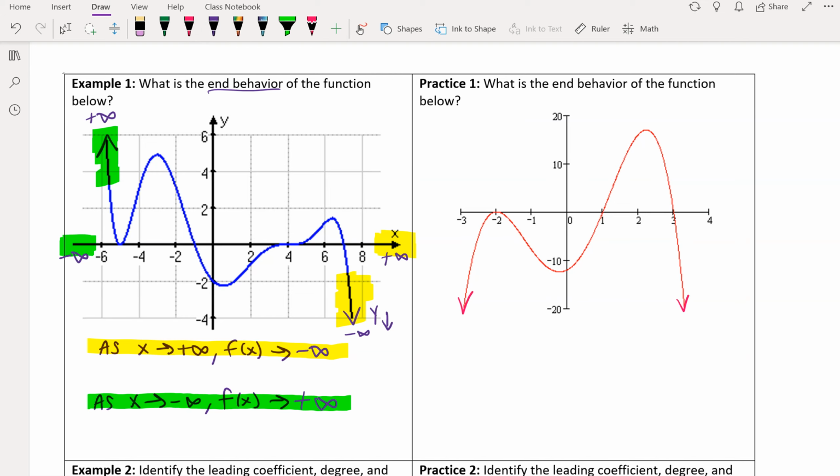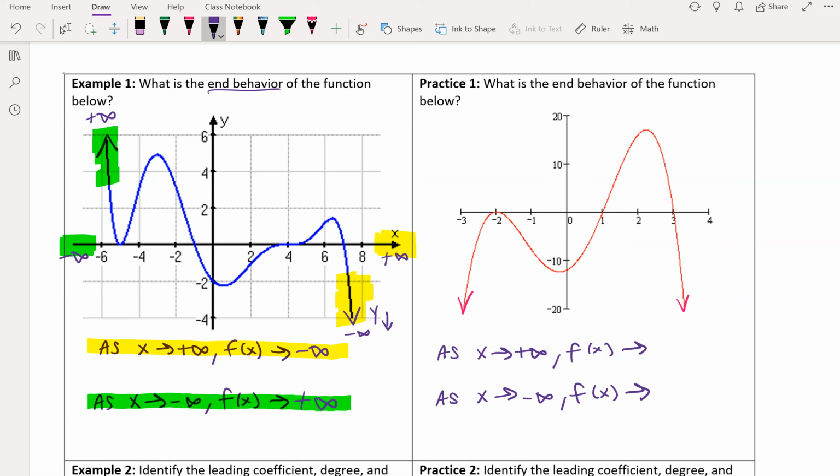I want you to write both statements. You should have two statements. I will start them for you. As x goes to positive infinity, f of x goes to, and you can spell them out. As x goes to negative infinity, f of x goes to.